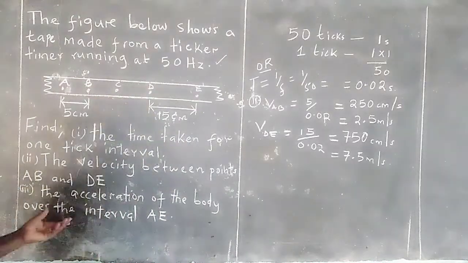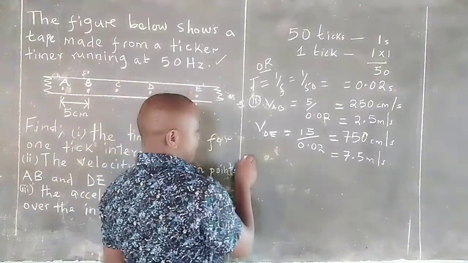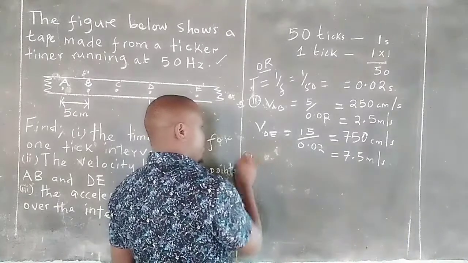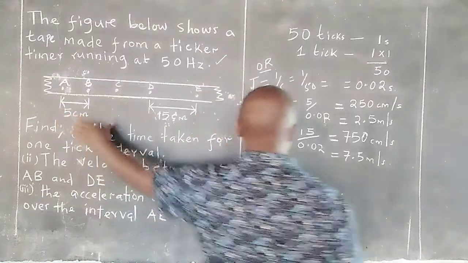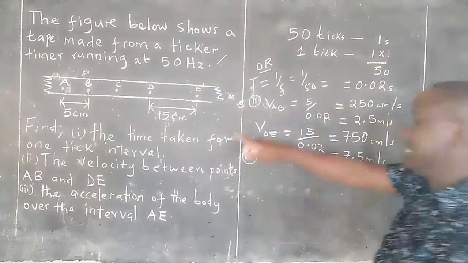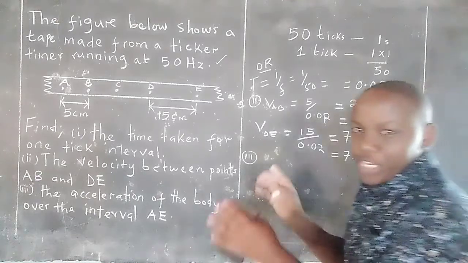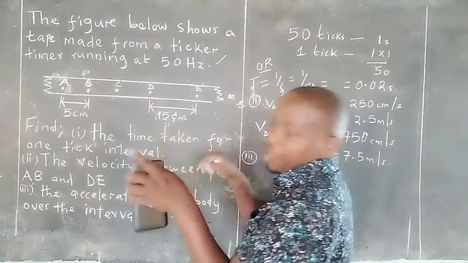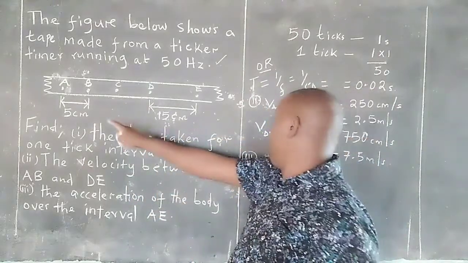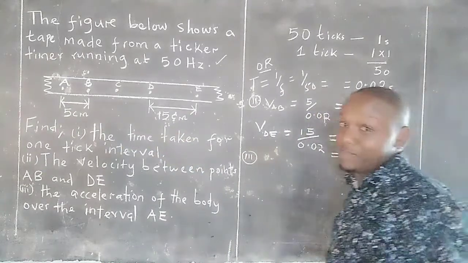And finally, we are asked to find the acceleration of the body over the interval AE. Therefore, part 3, acceleration. We can see the body is starting with a velocity of 250 centimeters per second, and it is ending with 750 centimeters per second. So what we need to determine here is the time taken for the velocity to change from 250 to 750 centimeters per second.